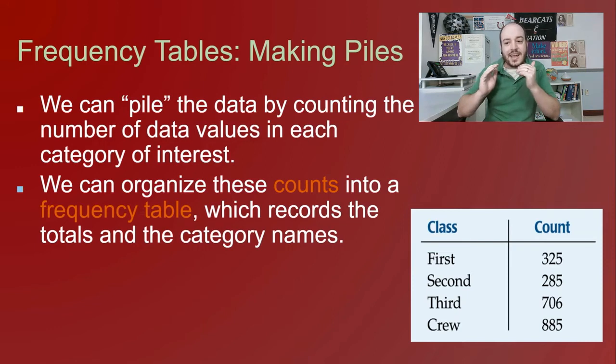Now, what are the counts in this case? As you can see on the right-hand side of the chart, the count is how many of each of those people they had. So there were 325 first-class passengers. So that is what a frequency table does. First off, it gives us all of our possible options, first, second, third, and crew. And then on the other side of the chart, it gives us how many of each of those options there were.